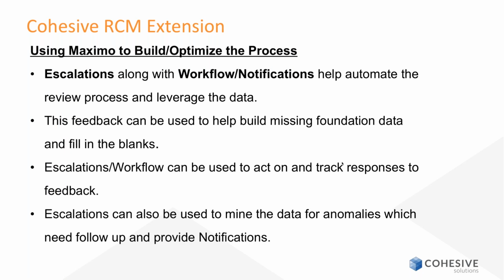Now that we've put the framework together to capture that information, the last step is to build a process around how we disposition and route it for evaluation. So we typically use escalations and workflows to do that. Again, this feedback can be used to build the foundational data that might be missing, and also used to track that feedback and the response to that feedback. We can also use escalations to mine the data for anomalies that were not expected. So one example we'll cover in just a second when we look at some of the workflow examples.